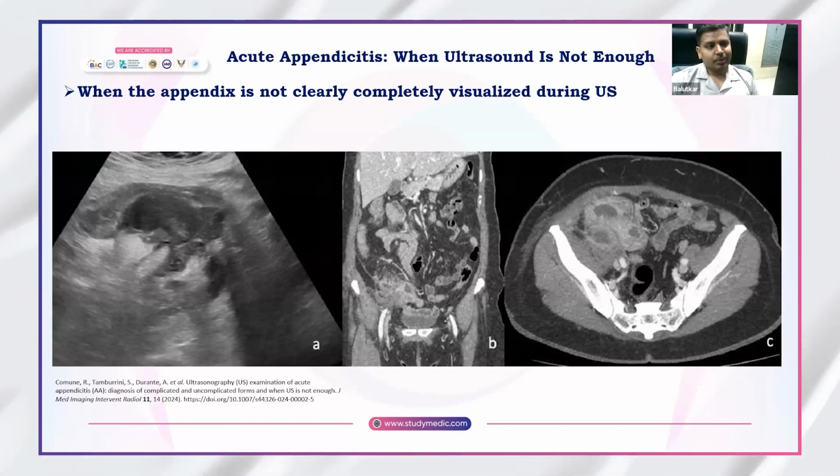And even if you are not seeing anything that is suggestive of appendicitis, and as per the clinical background, this is very highly suspicious of appendicitis, and you are not able to visualize the appendix, no other inflammation in the pericecal region, still you have to go for the further imaging, that is CT examination, contrast enhanced CT examination.